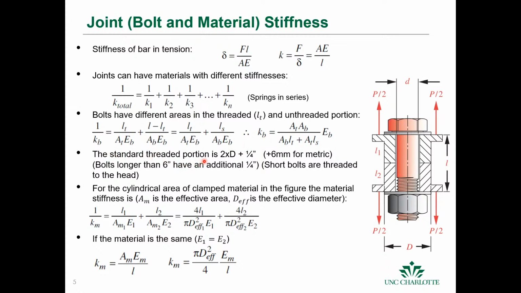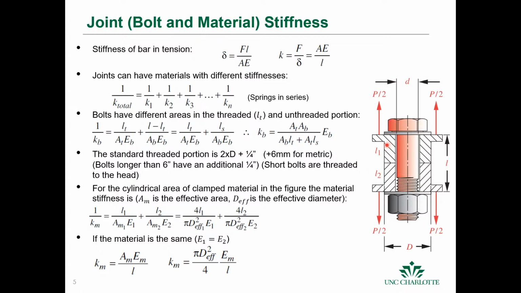The standard threaded portion of a bolt, just for reference, is twice the diameter plus 1/4 inch. For bolts that are less than 6 inches, it's twice the diameter plus 6 millimeters for metric. Bolts longer than 6 inches have an additional thread length of at least 1/4 inch. Short bolts are often threaded all the way to the head.